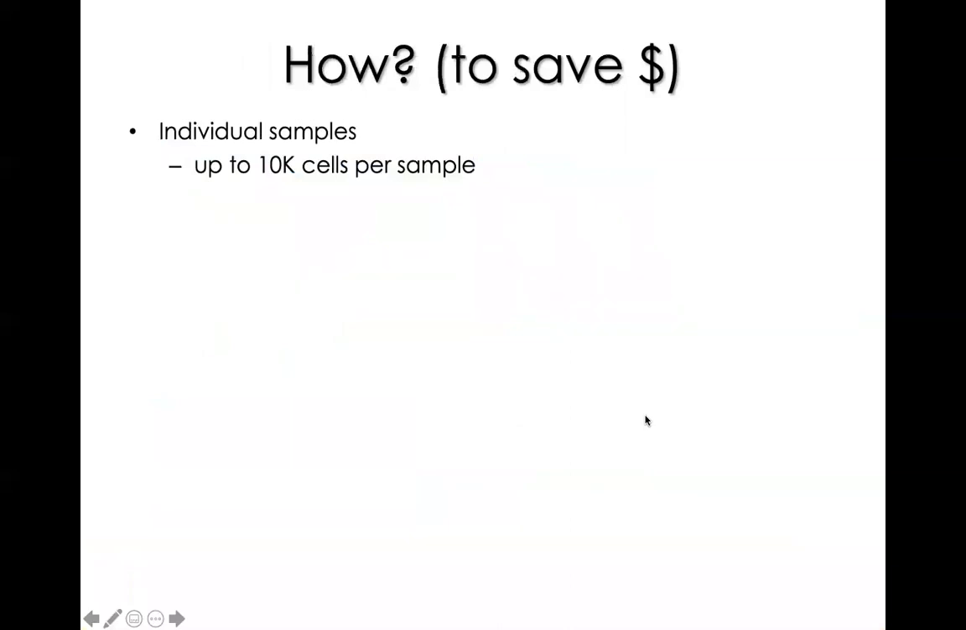How do we do the experiment? The first case, which is the most common, is that we do one individual sample at a time. You bring your cells and get a single cell suspension, then we load it into the machine and the procedure goes on. In that case, we can sequence up to 10,000 cells per sample.